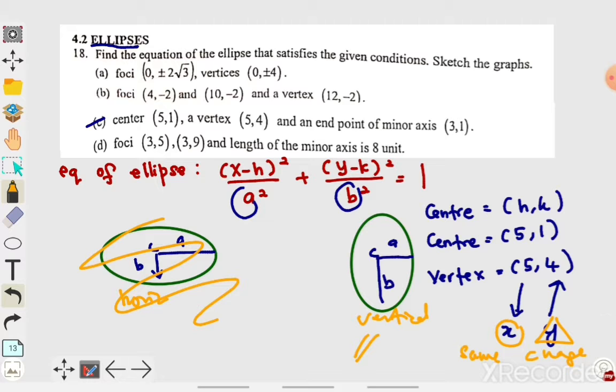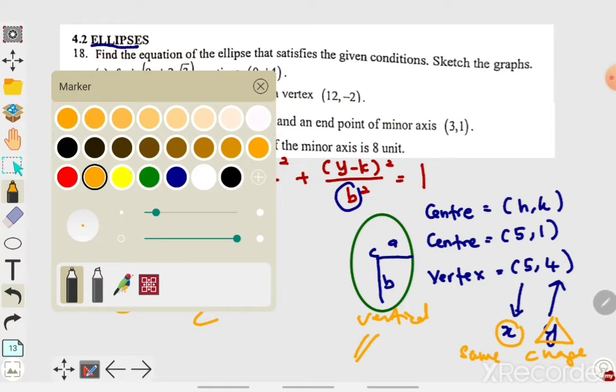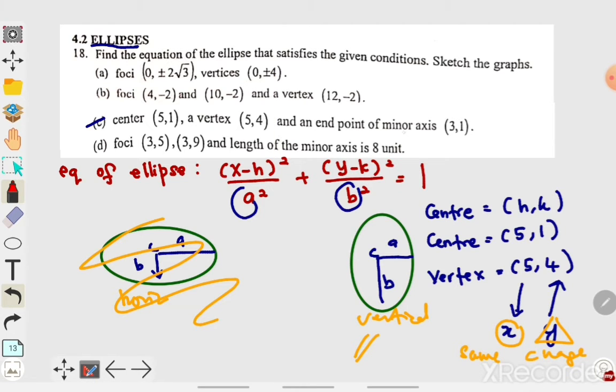Alright, let's move on to the next information. It says the endpoint of the minor axis is (3, 1). Now we have three parts: we have been given the center (5, 1), and the vertex (5, 4). Since the center is (5, 1), the point (5, 4) must be up. And for one endpoint of the minor axis, we have the point (3, 1).